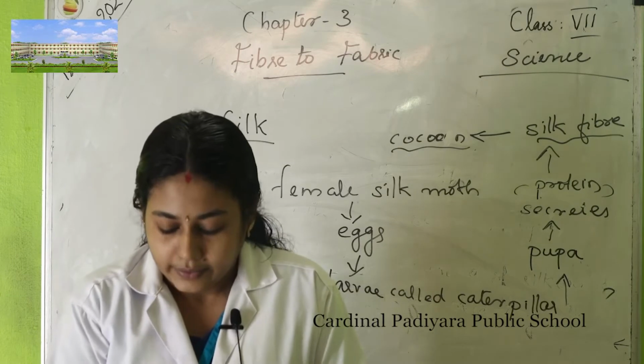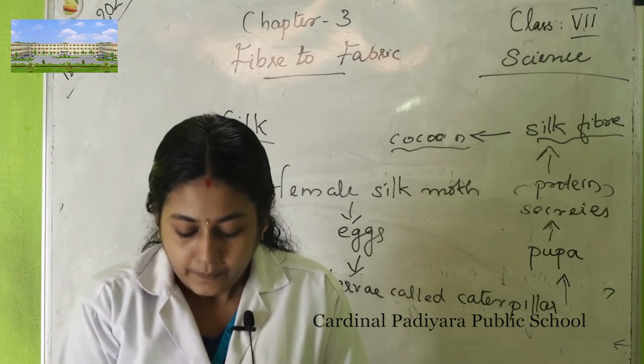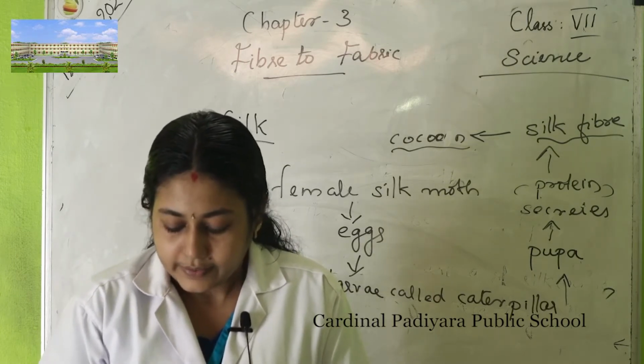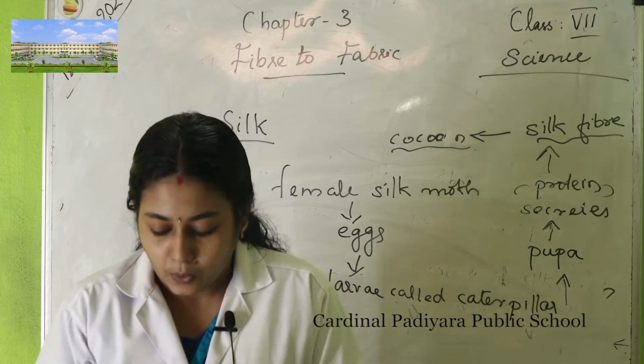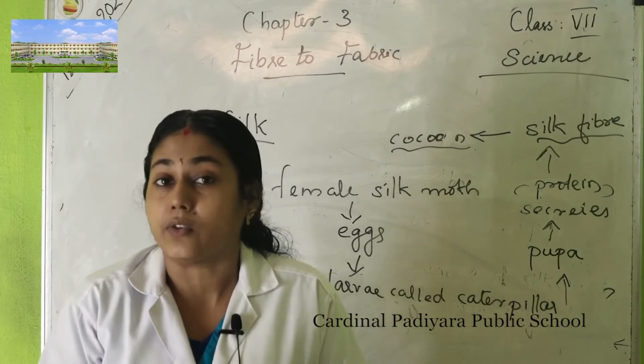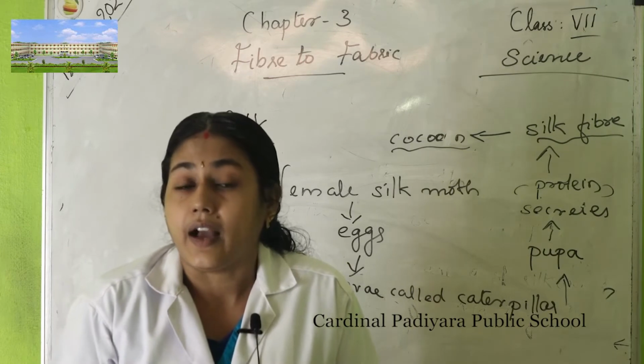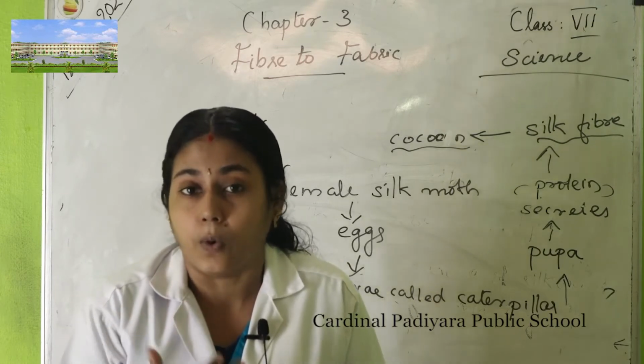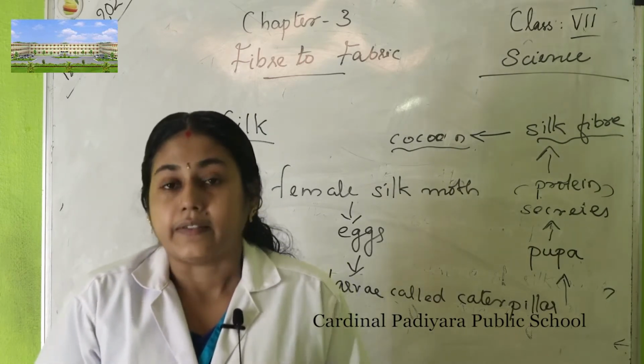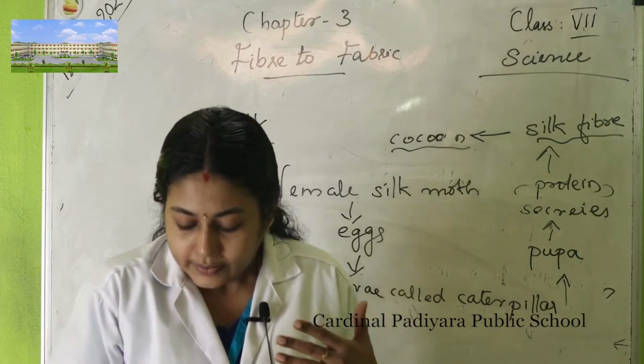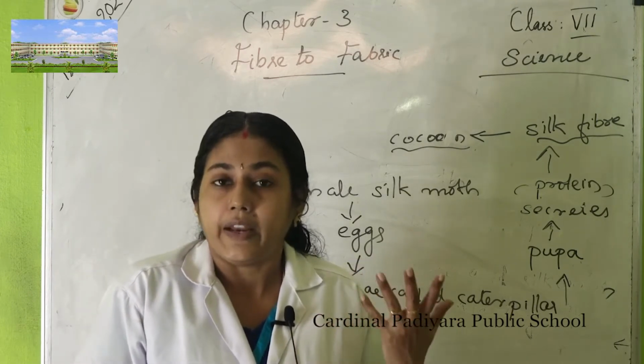Then that is the life cycle of the silk moth. The silk yarn is obtained from the cocoon. We get silk yarn from where? From this cocoon. There is a variety of silk moths which look very different.